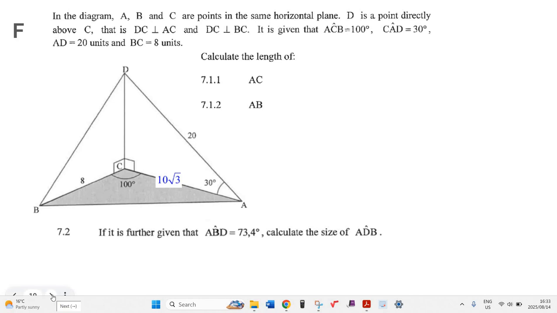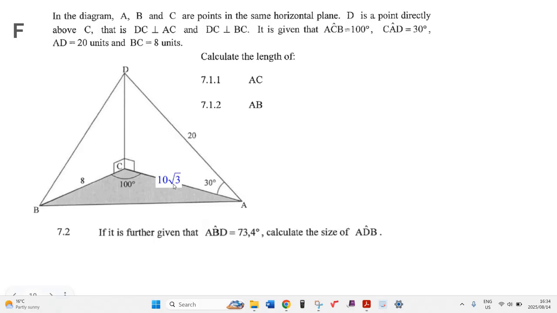Okay, let's try this three-dimensional trig problem. I don't think it's so challenging. Let's just see here. We've got A and B and C, a triangle lying on the ground here, with 100 degrees. BC is 8. It looks like DA is 20. And there's 30 degrees here. The first thing they want you to figure out is what AC is.